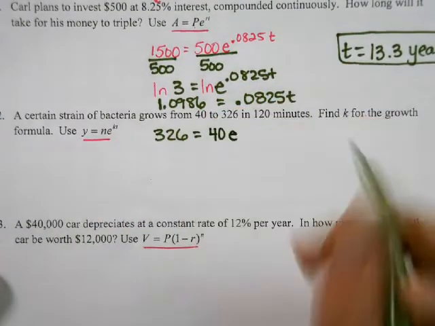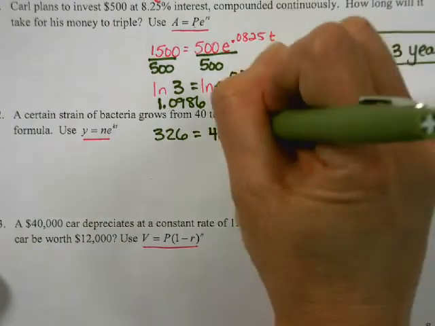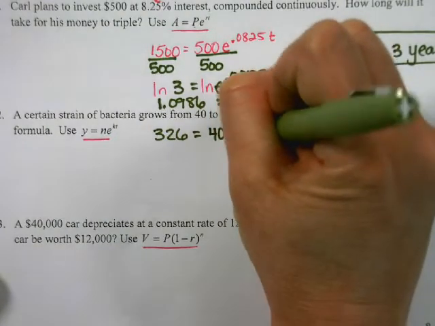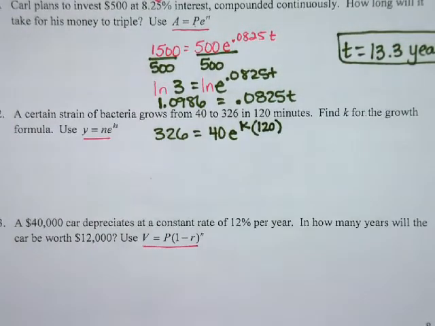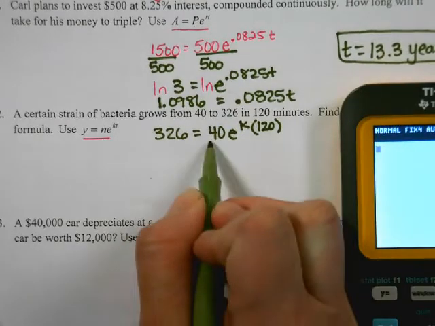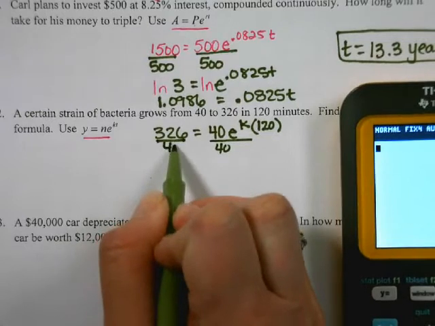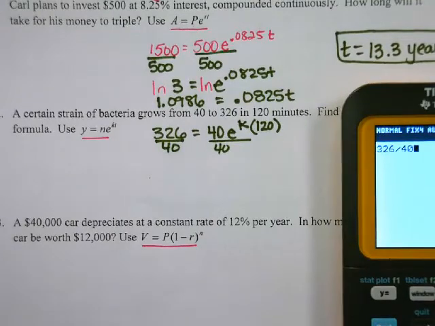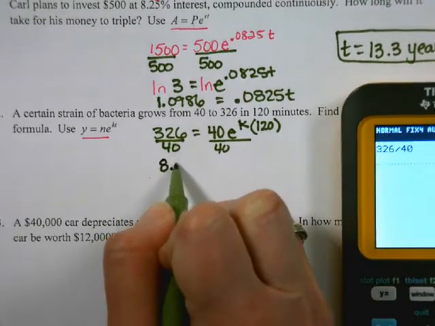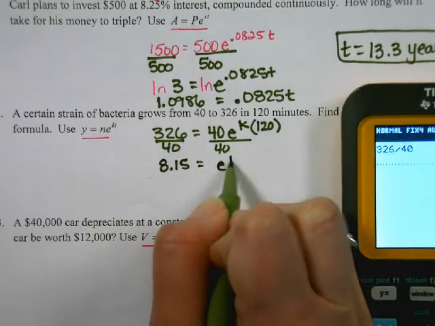Aren't they like the same formula? Yeah. Pretty sweet, huh? It tells us to find K. I don't have to do any converting, so I'm going to leave that guy as 120. All right, is my E by itself? No. Okay, what do I need to do? Divide by 40. Whoa. 8.15 equals E to the 120K.